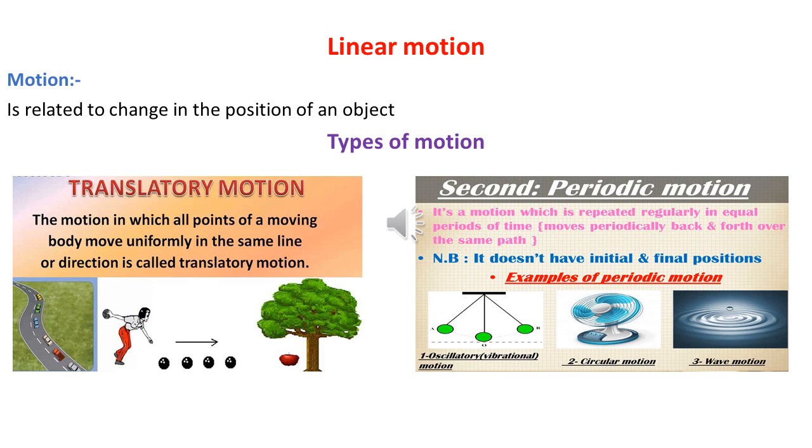Types of motion. We have two types of motion, translational motion and periodic motion. Translational motion is motion that has a starting point and an ending point, like the train's motion, or the car's motion. Periodic motion is motion that repeats itself in equal intervals of time, like wave motion, cyclic motion, oscillatory motion, and so on.